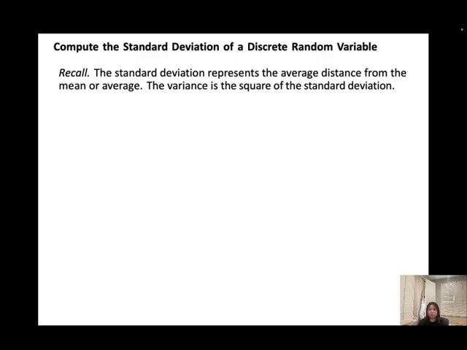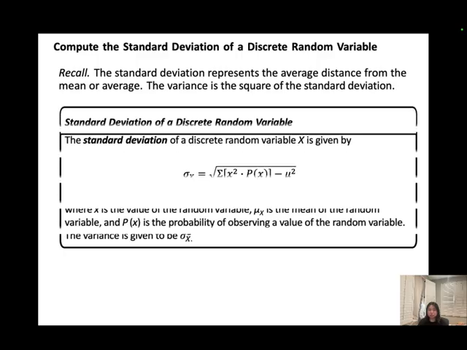Compute the standard deviation of a discrete random variable. The standard deviation represents the average distance from the mean. The variance is the square of the standard deviation. From the previous slide, we just learned how to find the mean for the probability distribution. Now let's look at the standard deviation.